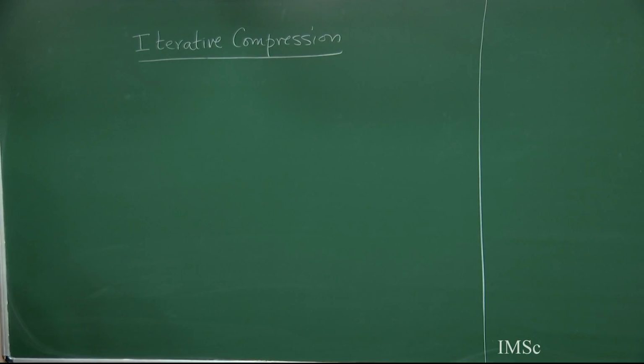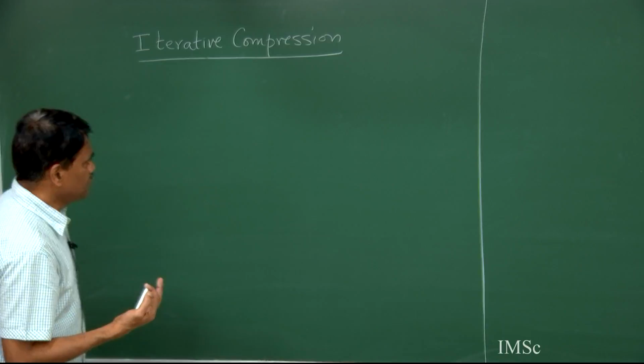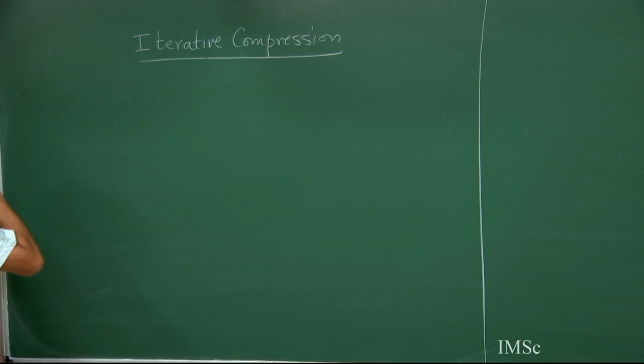Iterative compression is a very beautiful technique which has helped us give very efficient FPT algorithms for a number of problems which were open for quite some time. Okay. So what is the idea? Typically it is for minimization problems. I'll start with illustrating it on the vertex cover problem.